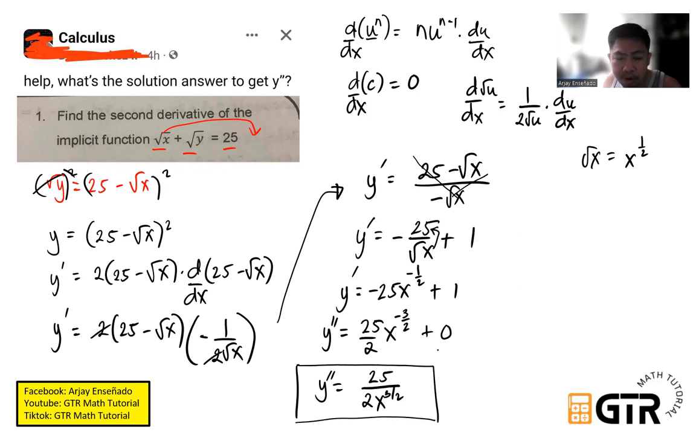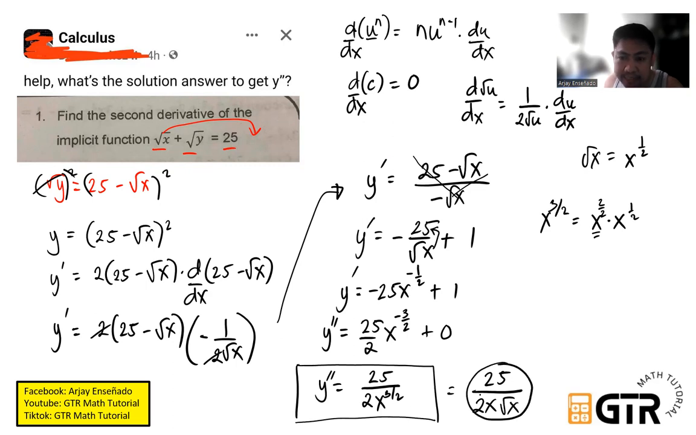Or in radical form, since the original given is square root of x plus square root of y, x raised to 3 over 2, that's the same as x times x raised to 1 half. Because 3 over 2 can be broken as 2 over 2 and then 1 half. And then 2 over 2, that is simply x. Okay, so we can write this in radical form, that is equal to 25 over 2, x raised to 2 over 2, that is 2x, and then square root of x. So these two are the same.